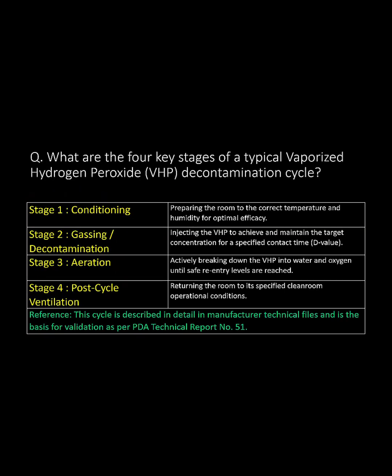What are the 4 key stages of a typical vaporized hydrogen peroxide, that is VHP, decontamination cycle? Stage 1 conditioning, Stage 2 gassing or decontamination, Stage 3 aeration, and Stage 4 post-cycle ventilation. This cycle is described in detail in manufacturer technical files and is the basis for validation as per PDA technical report number 51.